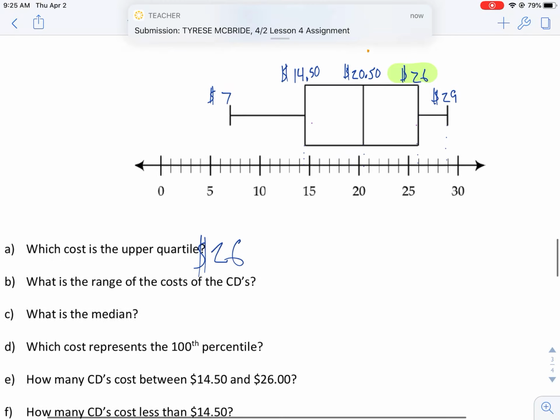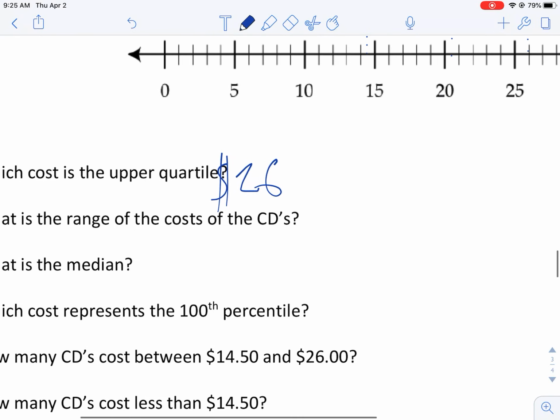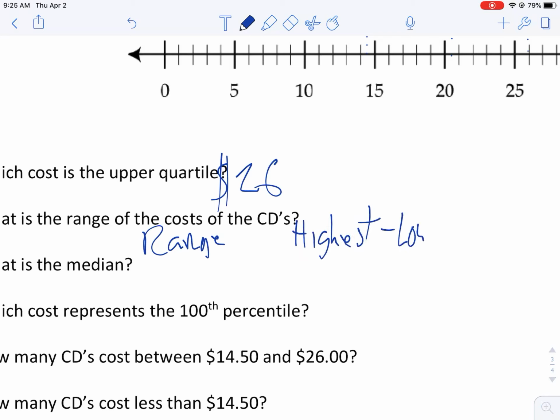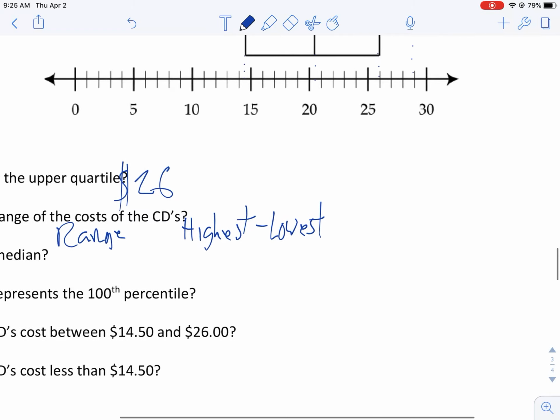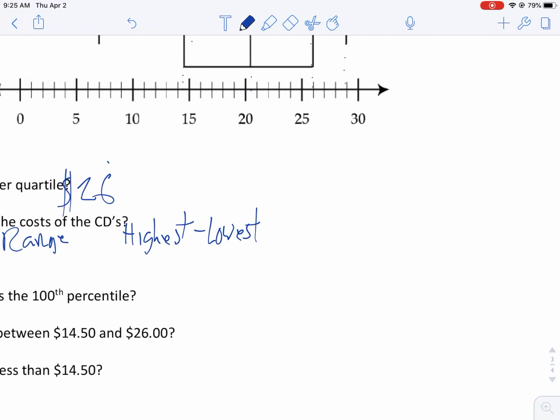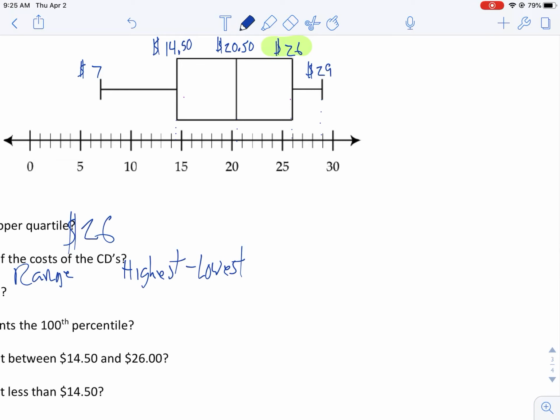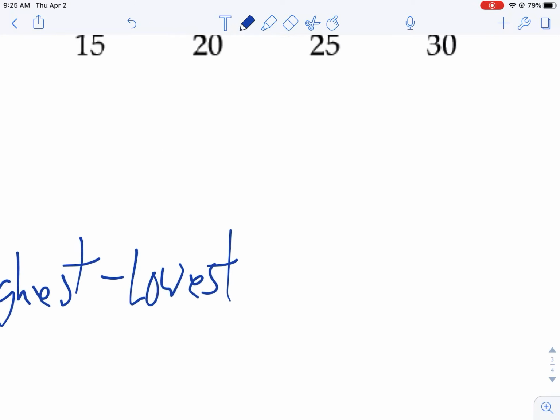All right, what is the range of the cost of CDs? Remember, range. And I'm going to keep reiterating this. This is the easiest thing here. This is highest minus lowest. So here, my highest is 29. My lowest is 7. That's going to give me 22. So my range is $22.